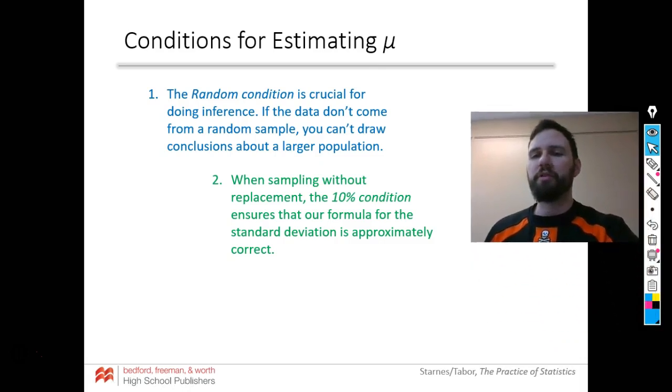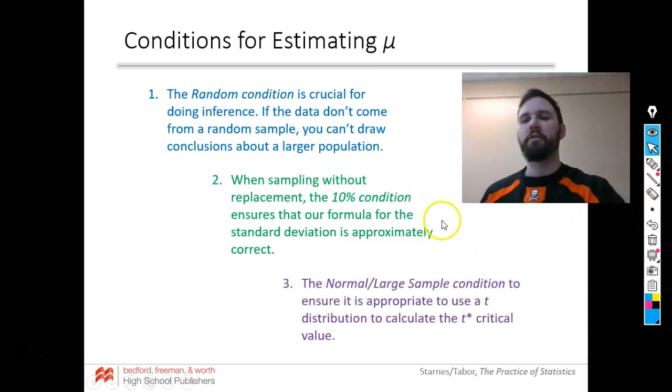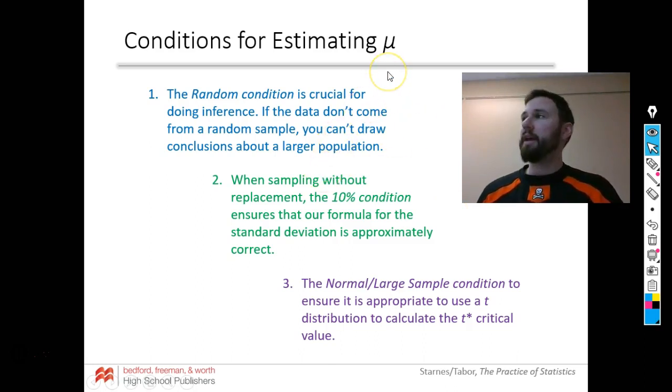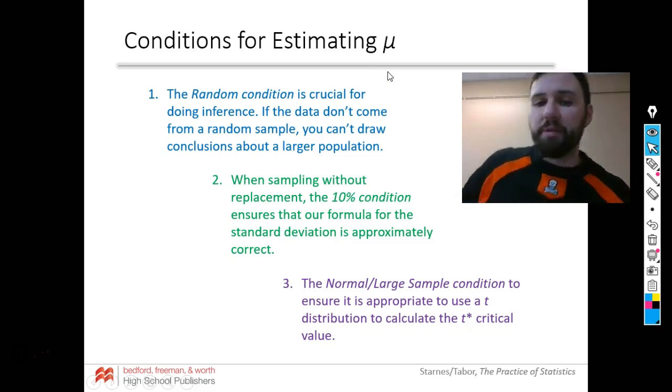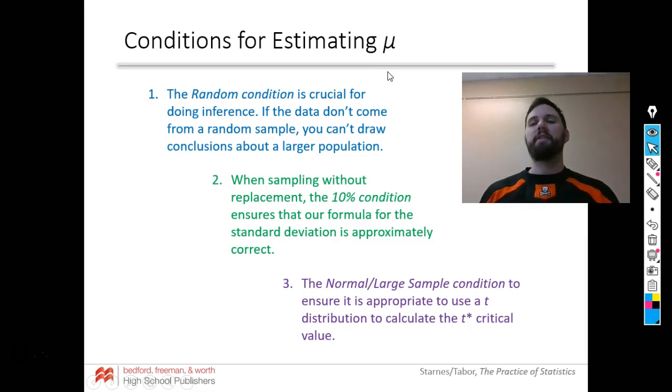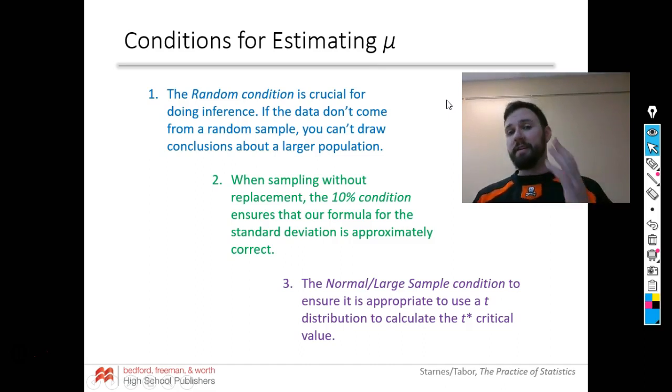Now, just like with proportions, there's certain conditions that must be met in order to estimate mu, your parameter. The random has to be there, and that's really important. The 10% condition has to be there, and it has to be normal. Now for normal for this one, we don't have to do n times p or n times 1 minus p. We just look at the law of large numbers. The law of large numbers states that your sample has to be over 30. The other thing you could do is, if the population is normal, your sample will be normal.